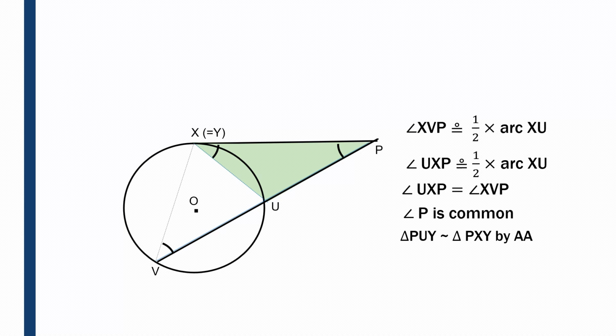Since the lengths of corresponding sides of similar triangles are proportional, PV over PX is equal to PX over PU. Using the cross product property, PX times PX, which is PX squared, is PU times PV.